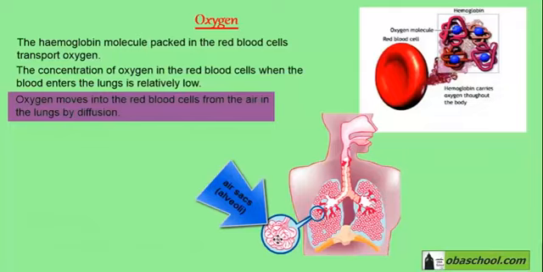This is how, at the level of the capillaries surrounding the alveoli in the lungs, we have deoxygenated blood entering and oxygenated blood leaving, because while this blood is in the capillaries, it is gaining oxygen through diffusion.